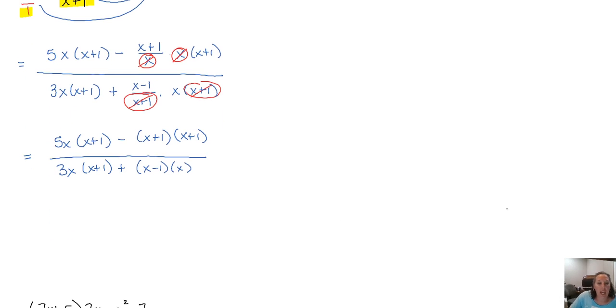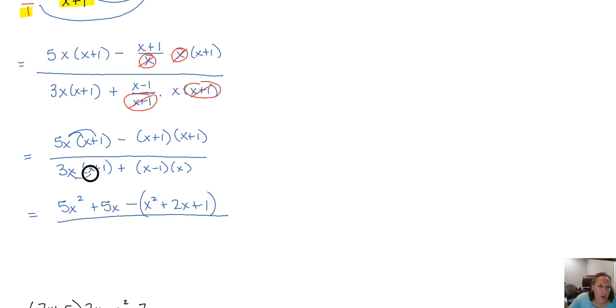Now let's go ahead and expand and combine like terms in our numerator and our denominator. So we can distribute 5x. We'll get 5x times x plus 1 is 5x squared plus 5x. And then x plus 1 times x plus 1, or x plus 1 squared, is going to be x squared plus 2x plus 1. But we want to subtract that. Make sure that you put that in parentheses so we can remember to distribute that negative.